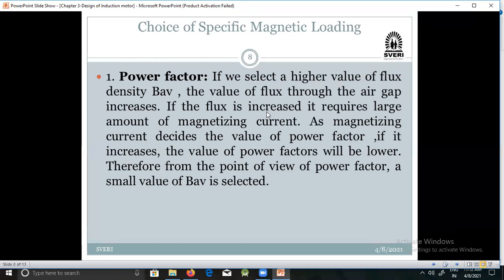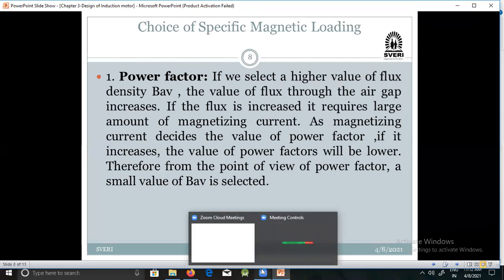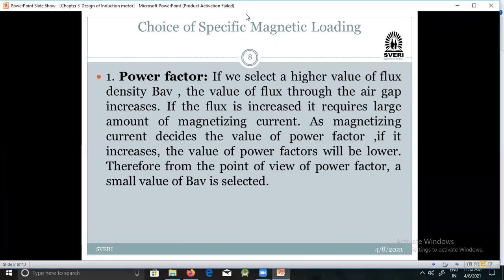Okay, now see what they have mentioned. If we select a higher value of flux density, the flux through the air gap increases. Obviously you know the formula for flux density: flux divided by area. If we choose a high value of flux density, flux is going to increase, because flux density equals flux divided by area, which means it is directly proportional. So the flux through the air gap increases.